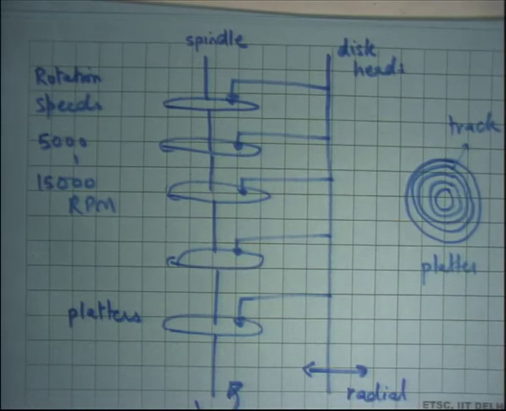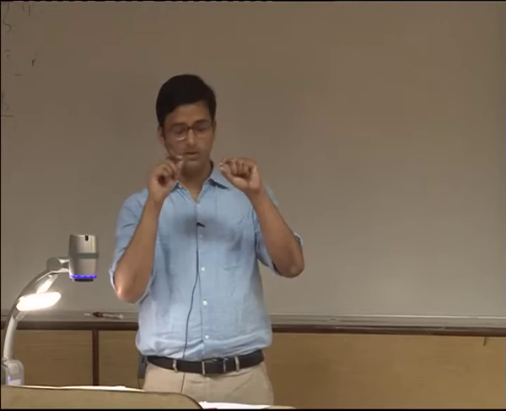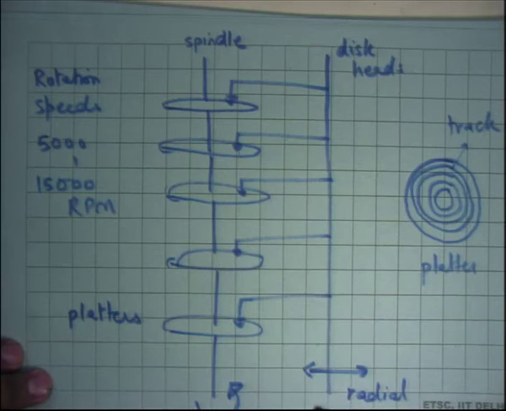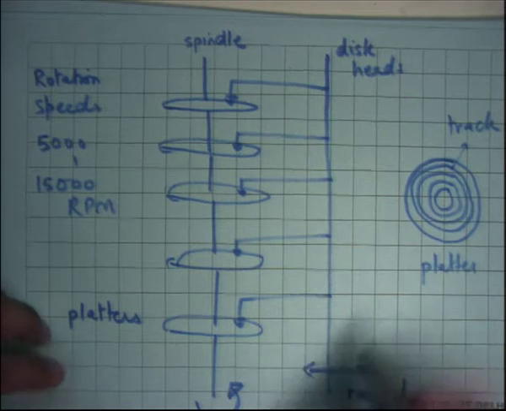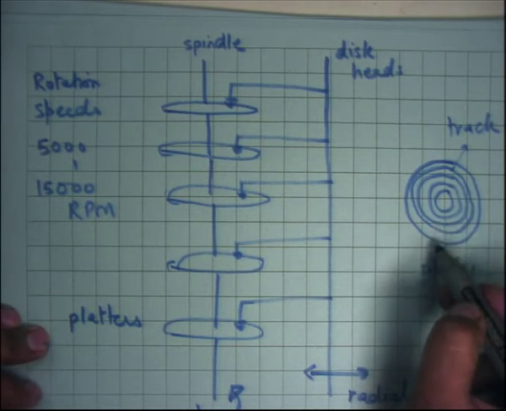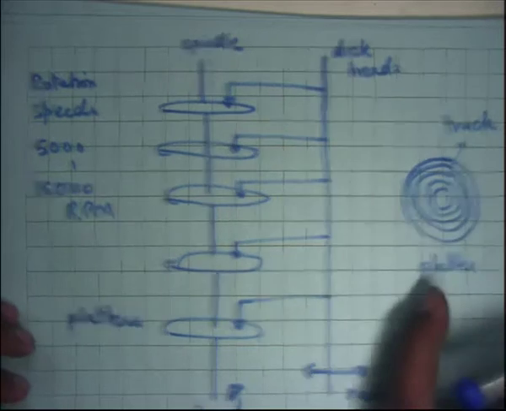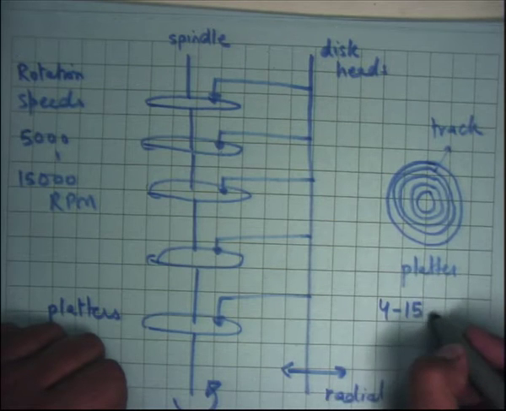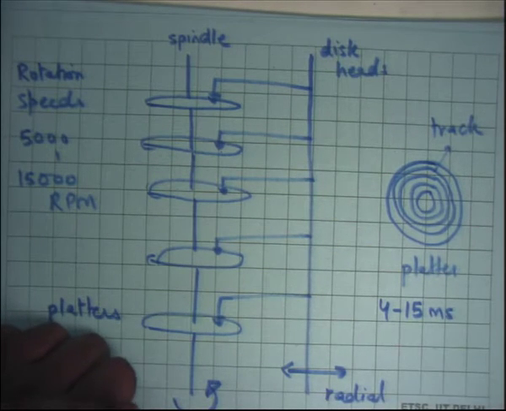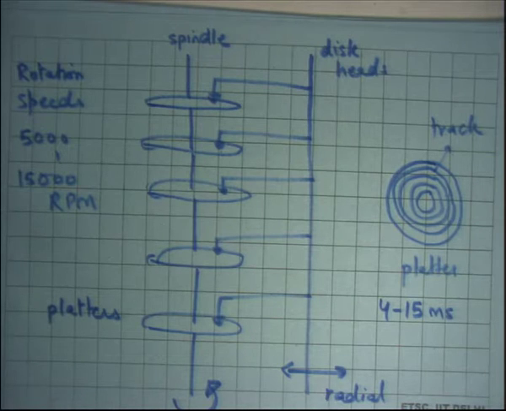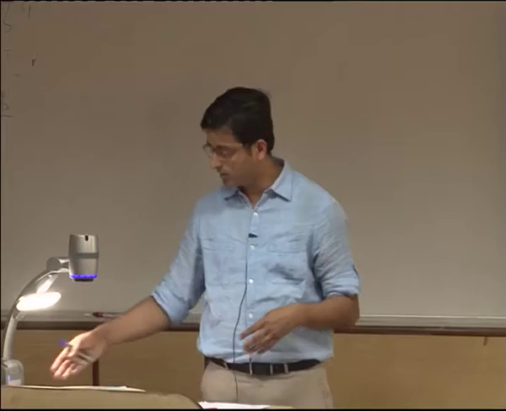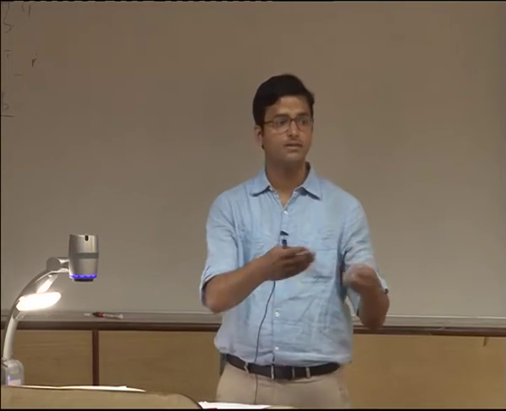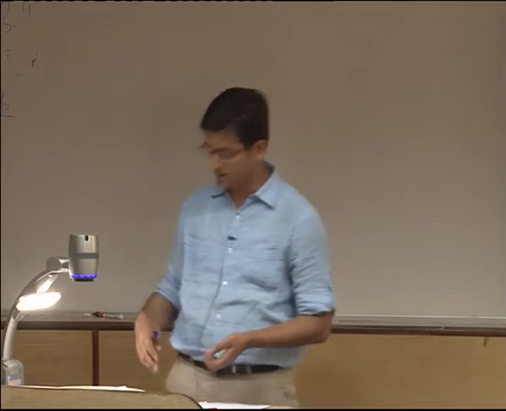Similarly, the time it roughly takes for the radial movement to reach the correct track depends on the distance from the edge to the center of this platter. Typical seek times roughly range between 4 to 15 milliseconds. That's the average seek time. Once again, it depends on the hard disk and the kind of environment it's set up in. If it's an enterprise environment, it will be faster, roughly at the level of 4 milliseconds. If it's a mobile environment, then it will be slower. It will be 15 milliseconds and so on.